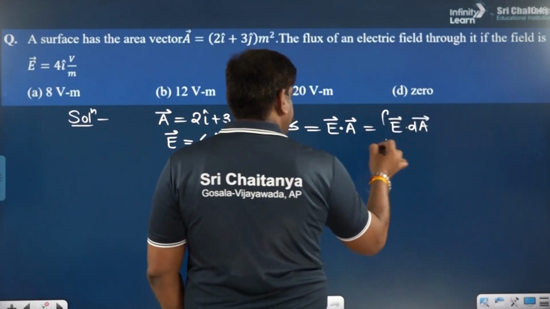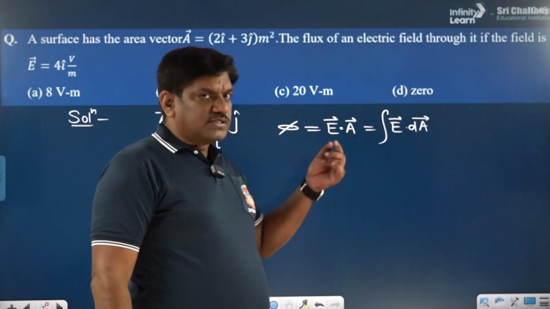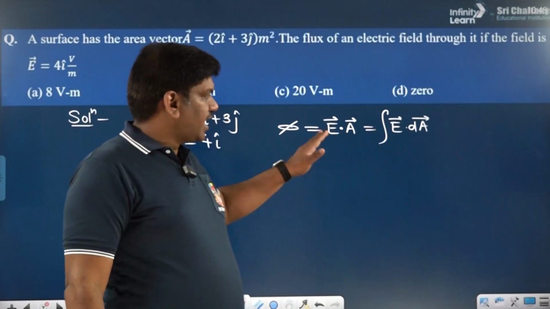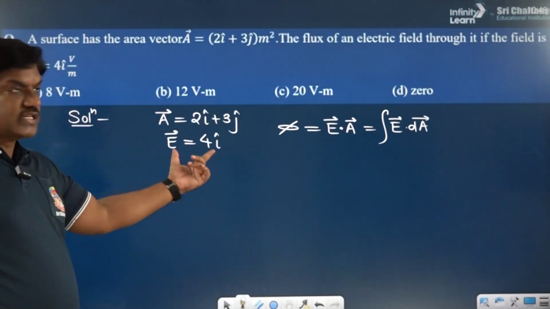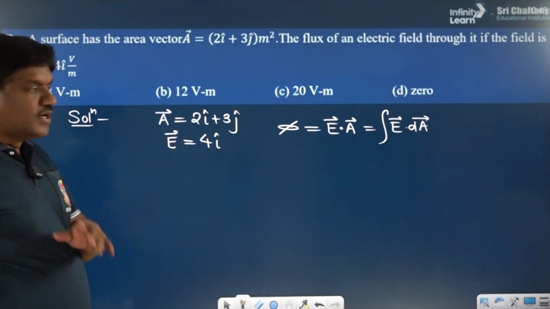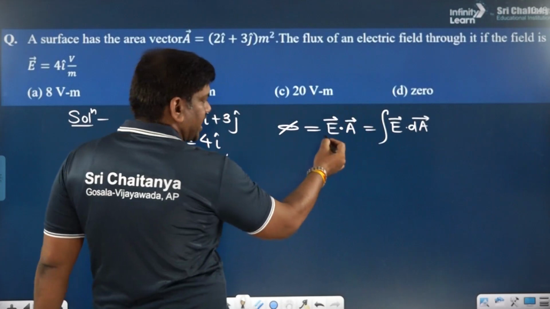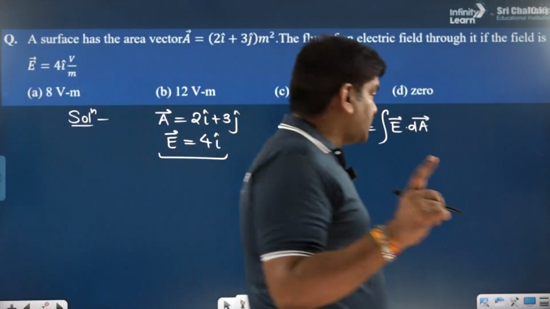You say, sir, every time you are writing two formulas, E dot A or E dot dA, when will this be useful? See, when E is constant, you don't need to think about the integration part. You can directly use E dot A. Here you can see E is not varying. Its direction as well as magnitude are both fixed. So when it is a constant field, you can directly say it is E dot A. E dot A means dot product of the two.